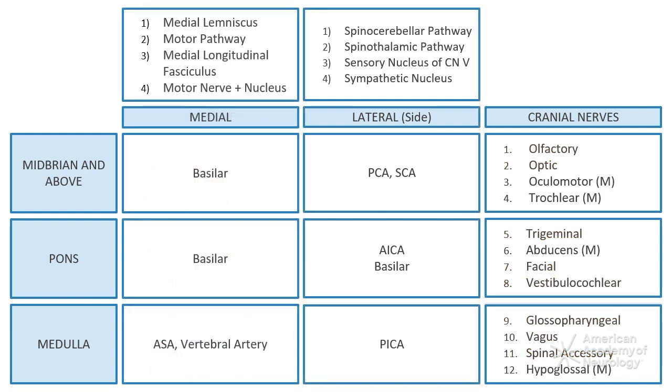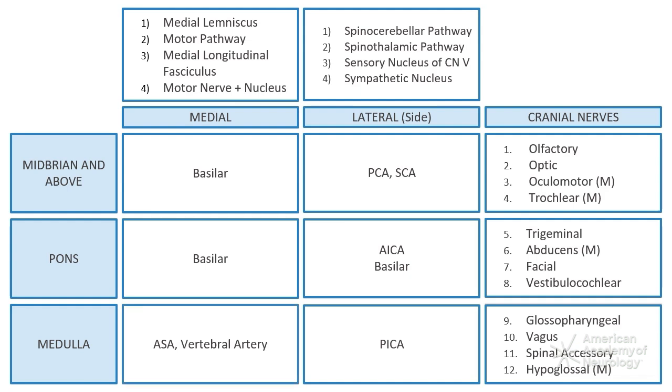Associating a lesion location with a vascular territory can be done by following a simplified vascular supply pattern. For medial structures, the midbrain and pons are supplied by paramedian branches of the basilar artery, while the medulla receives blood from the anterior spinal branches of the vertebral arteries.